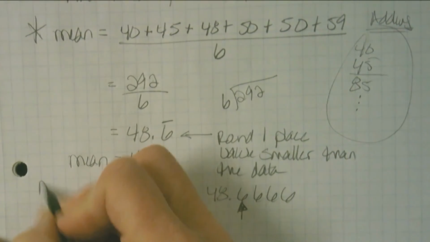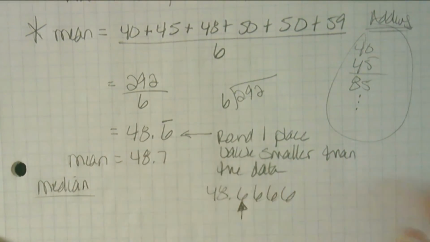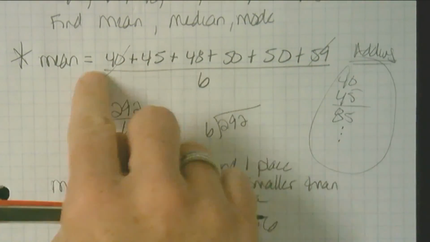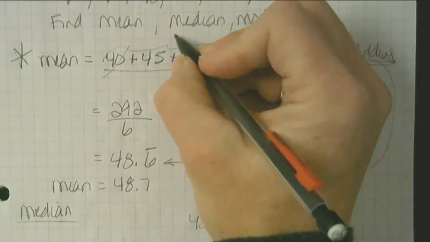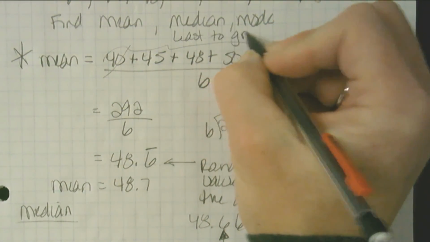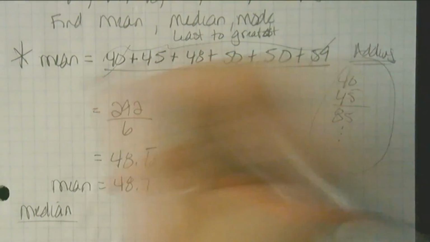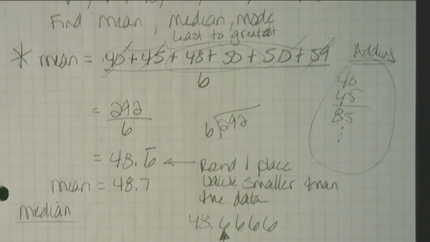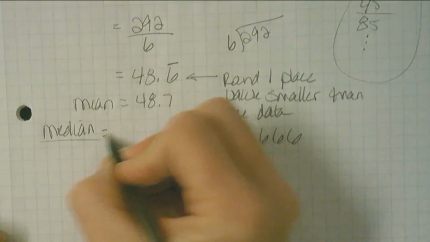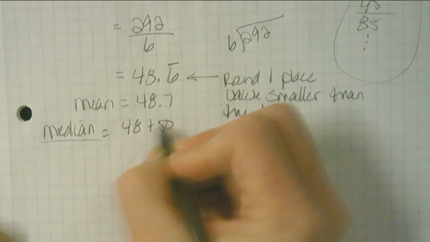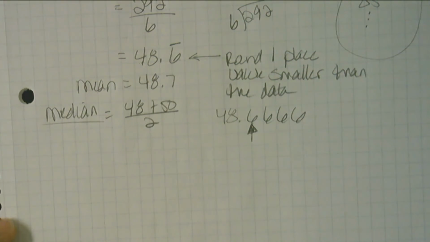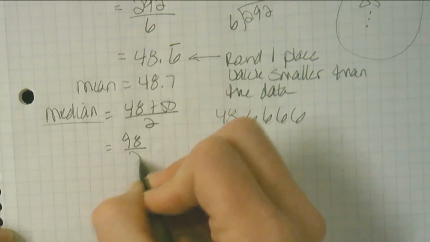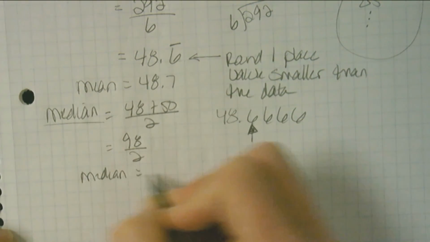All right, let's do our median. So what I do is I go back up to my list, and I start crossing out, because I've already have them in order of least to greatest. If you notice in my mean, this is least to greatest. I'm just going to go back to my mean, and I'm going to start crossing off the front and the back, and I ended up with 2 in the middle. So my median is going to be 48 plus 50 divided by 2. All right, 48 plus 50 is going to give me 98 divided by 2, and my median is going to be 49.